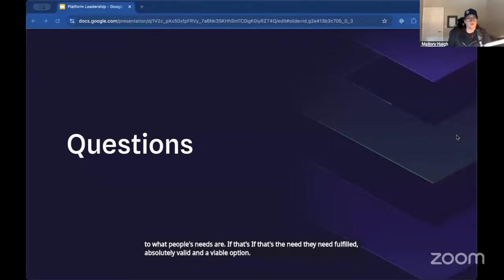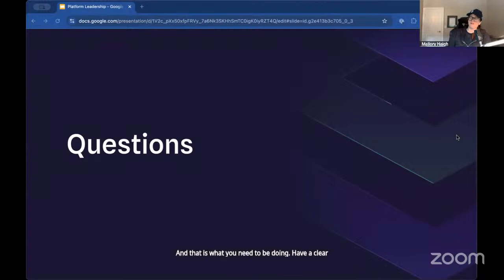There's no right or wrong way to build a platform. There's no right or wrong way to integrate your system. It's about delivering a platform that leads to value and outcomes that are positive. And that is what you need to be doing. Have a clear why. How you get there, lots of options, and there are incredibly viable ones like that.